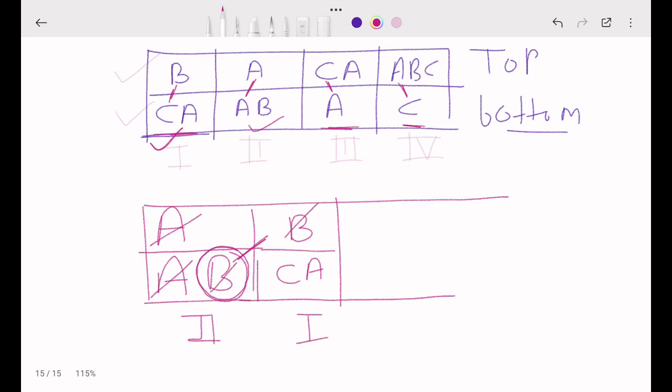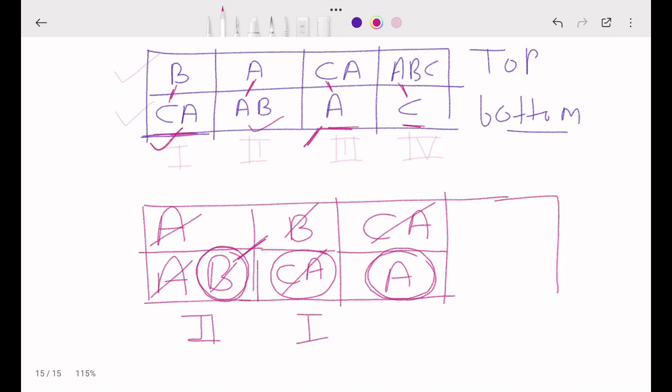Now you can see my bottom is CA. We have to take the domino where the top symbol is CA. So now you can see there is only one. I am taking this one, CA and A. Done. Now you can cancel this and this. Now the bottom symbol is A. We have to take only the domino where the top symbol is also A.